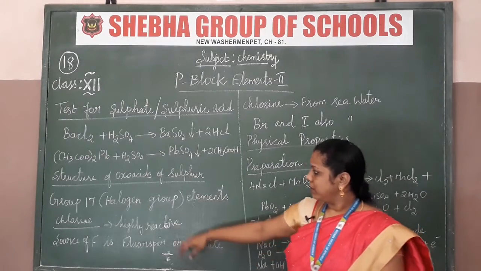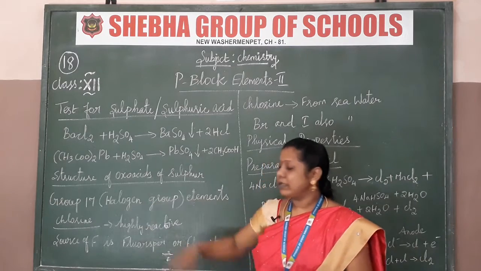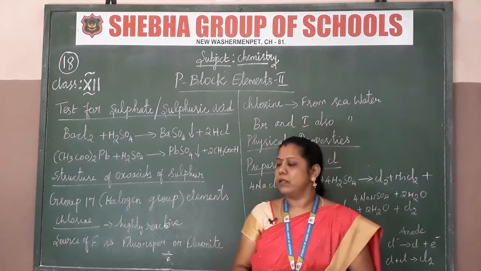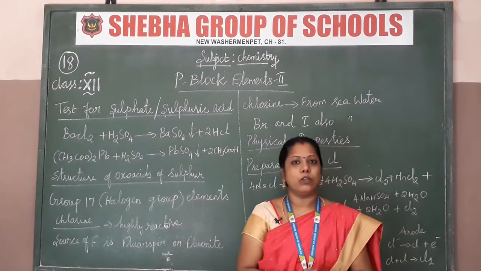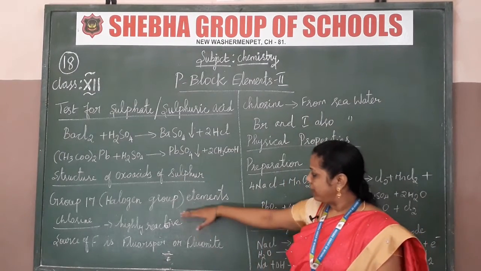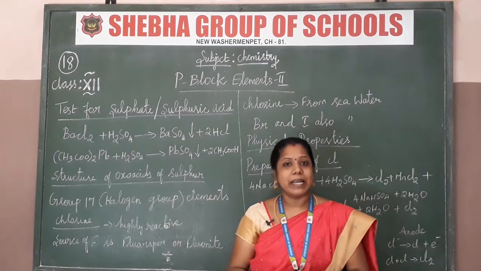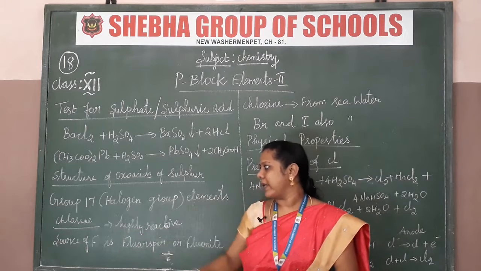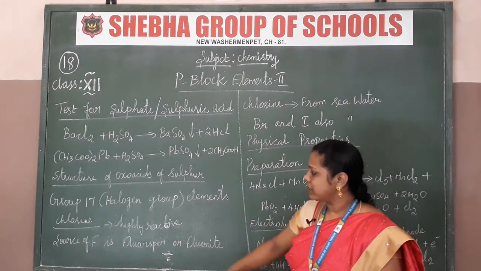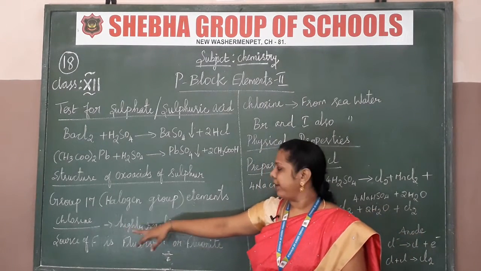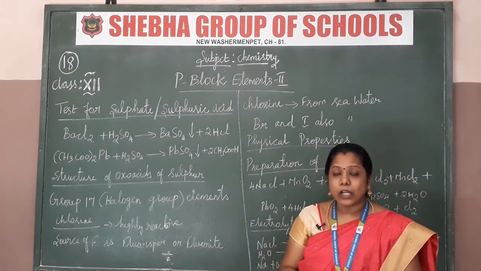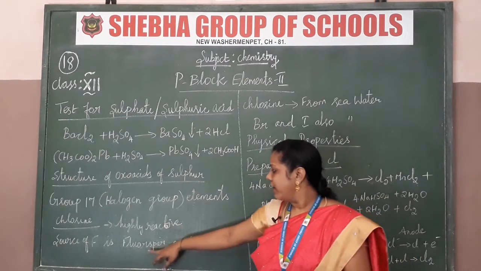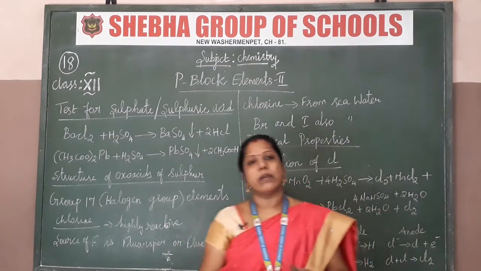Now it is time for learning about group 17, which is also called the halogen group. Now we have completed the 16th group, that is the oxygen group. We know group 17 is the halogens. This group has elements like chlorine and fluorine. Chlorine is a highly reactive one. Fluorine occurs as fluorspar and fluoride.